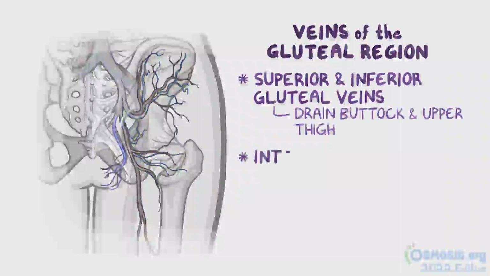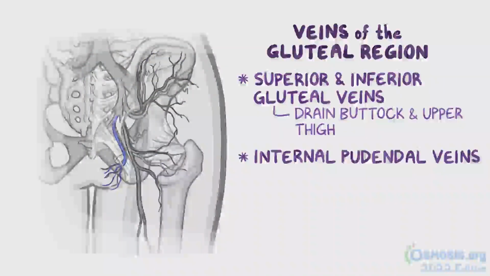Then there's also the internal pudendal veins, which accompany the internal pudendal arteries. The internal pudendal veins ultimately join to form a single vein that enters the internal iliac vein, and they drain the external genitalia, or pudendum.